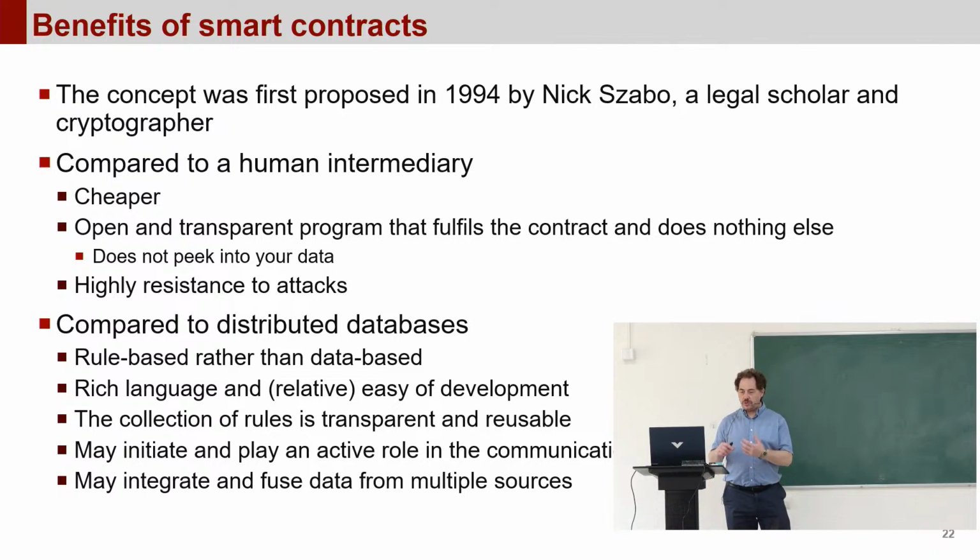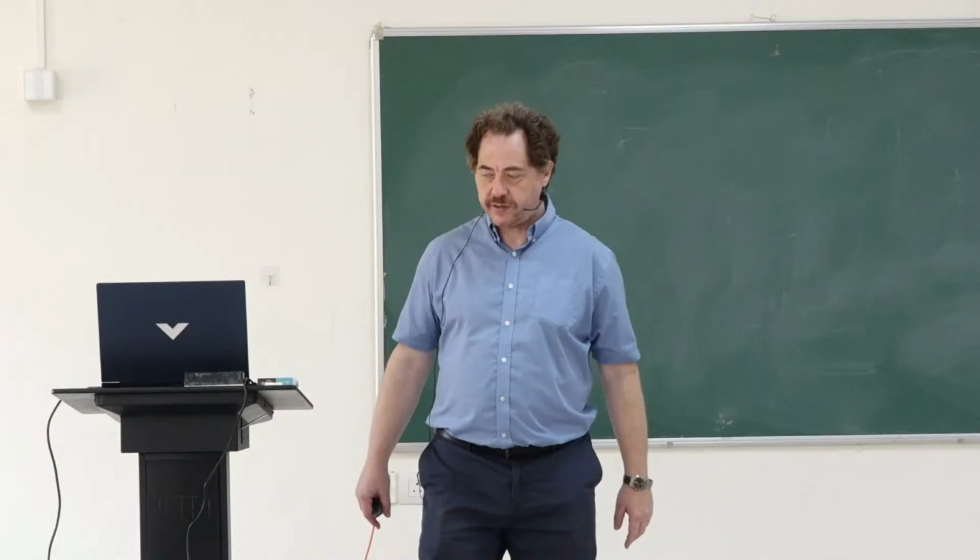Compared to similar technologies that were used in the context of distributed databases, we could say that contracts are rule-based rather than data-based. The collection of rules is transparent and reusable across different contracts. A contract is actually like an active object. A contract may decide to take certain steps. It may initiate and play an active role in the communication. It may integrate and fuse data from multiple sources. So it's more like an active entity compared to a database, which is just storage of data.